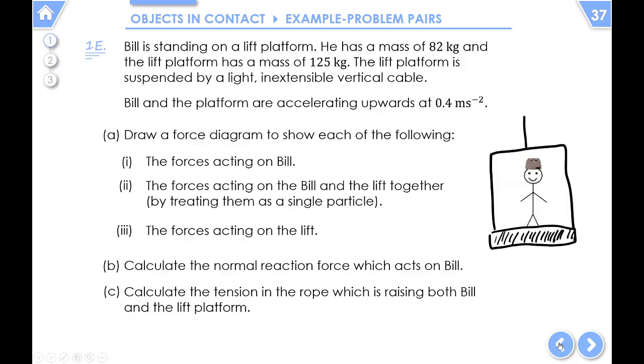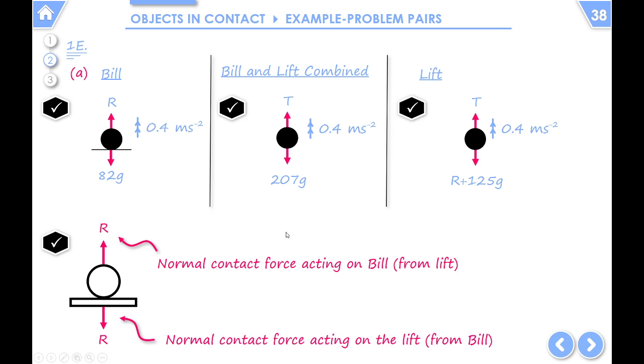In part C, we're calculating the tension in the rope, which is raising both Bill and the lift platform. Going back to our diagram, there's actually two possibilities we could use now. We can use diagram 2 here, Bill and the lift combined, because that only has T as the unknown. But now that we know R, if we wanted to, we could also use the diagram with the lift, and we could do the R that we just found plus 125G. In this case though, I'm going to use this value here.